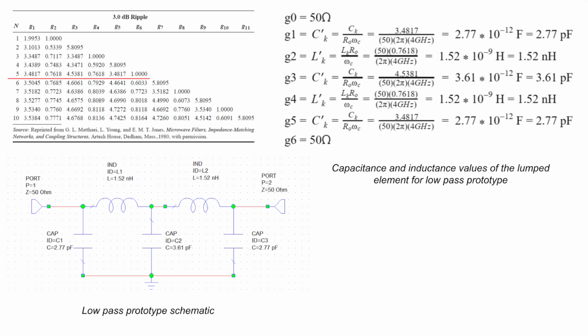Using table 8.4 from Pulsar, we were able to find the G values where n is equal to 5. With the following G values and by scaling the frequency to 4 GHz and impedance by 50 ohms, we calculated the capacitance and inductance values of the lumped elements for the low-pass prototype. The schematic was then designed in Microwave Office.